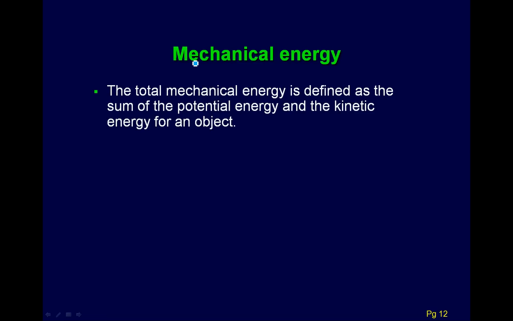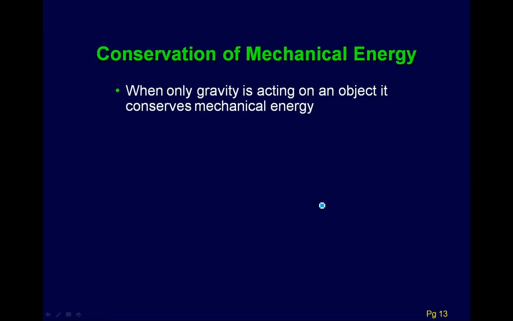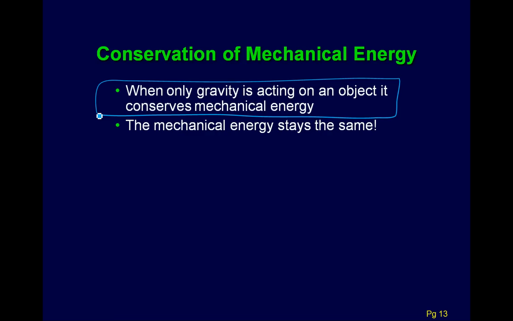And so we define what's called the mechanical energy, which is this sum of the kinetic plus the potential. All right, and we use this so much that we'll often drop the word mechanical from it, but it is important that it's the mechanical energy, and it's the kinetic plus the potential. And so we say, and now this is a little bit tricky, we're going to be able to define this more concretely later, but for now we're just going to say that when only gravity is acting on an object, it conserves mechanical energy, or the mechanical energy stays the same.